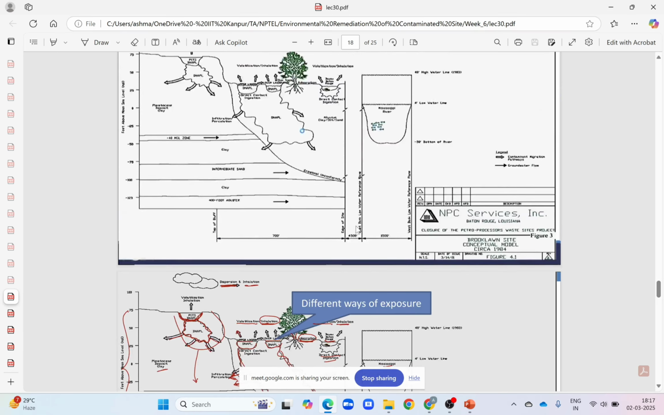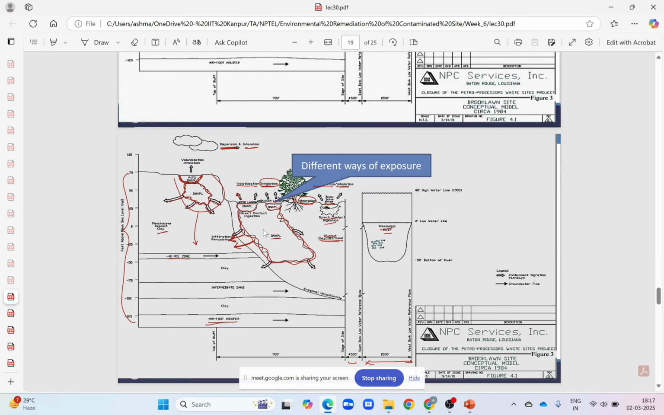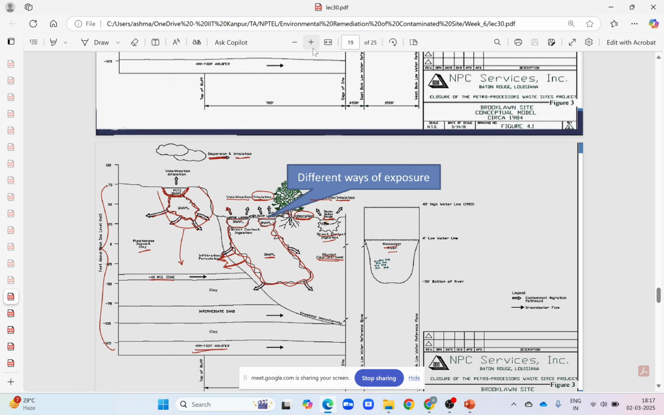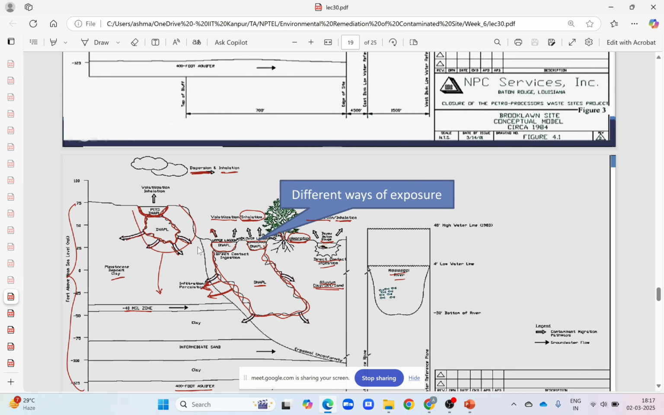So again, here a figure is shown which shows the different ways of exposure. So this was the clay area. Here we can see that the extent of the plume is not that much, but the area near to that is alluvial clay and alluvial. So it will have clay, silt, and silt and sand will be in higher amount. That's why here we can see that the extent of the plume is much higher as compared to this layer.